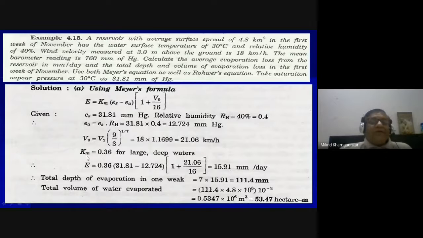Putting all these values, we get the quantity of evaporation as 15.91 millimeters per day. The total depth of evaporation in 1 week is 7 into 15.91, because it is millimeters per day, which is 111.4. The total volume of water evaporated is the water spread area into depth. Water spread area is given as 4.8 kilometer square, so 4.8 into 10 raised to 6 meter square. The depth of evaporation is 111.4 millimeters, which is to be converted to meters, so divided by 10 raised to 3. So the total volume of water evaporated is 0.5347 into 10 raised to 6 meter cube.